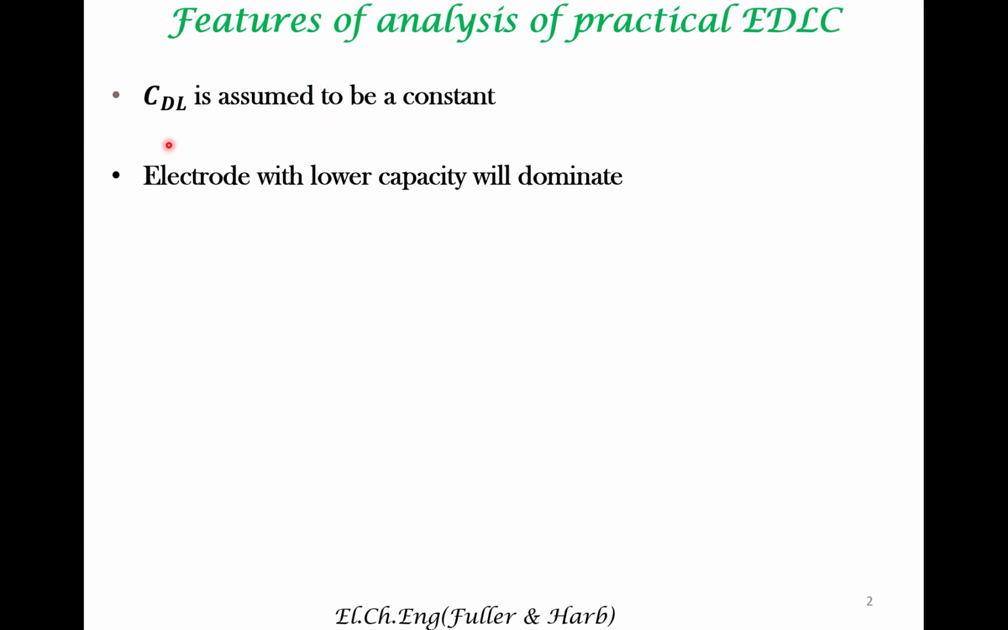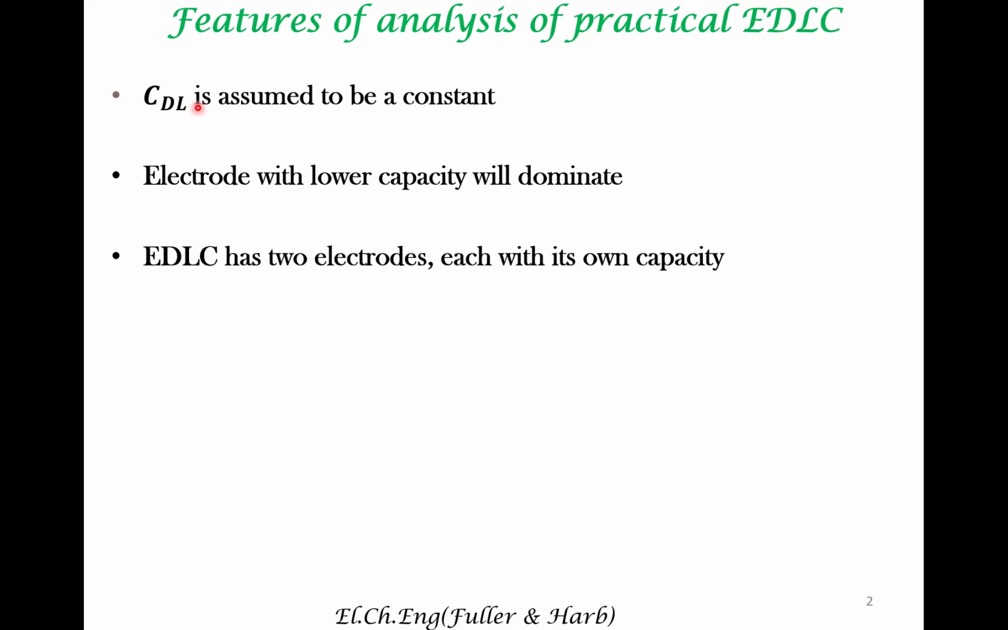To understand this, we have to look at two features. One is that when capacitors are in series, the electrode with lower capacity will dominate. Whenever you have such a scenario, which we do have in some cases, we have already looked at such a scenario within the Stern model. This is not an unreasonable assumption.